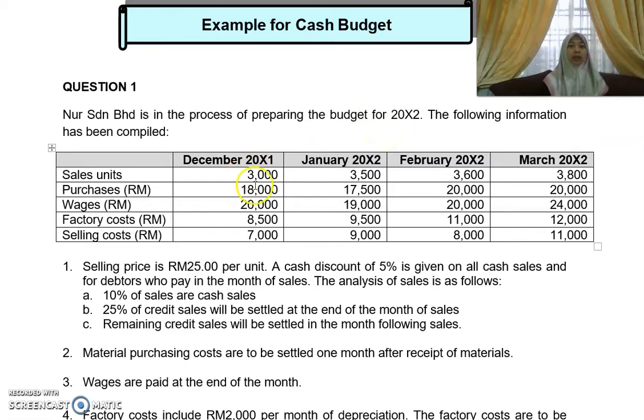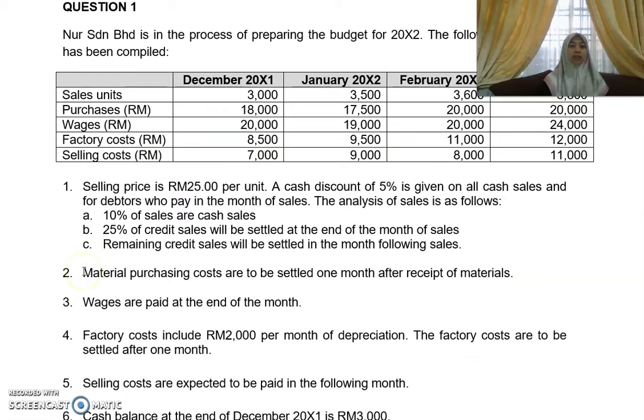You will have sales units, in units for December x1, followed by January x2. You are being given the sales in units. Next, you are being given the purchases in RM, the wages in RM, the factory cost, and the selling cost. You are being told the selling price is 25 ringgit per unit.